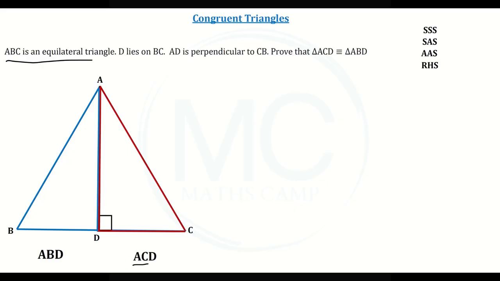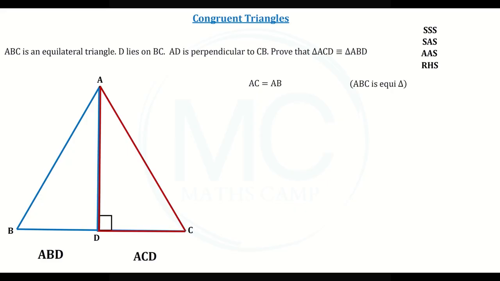A and C are the first 2 letters in triangle ACD. A and B are the first 2 letters in triangle ABD. So these are corresponding sides. So we can make the statement that AC is equal to AB. We know that this is true because ABC is an equilateral triangle.